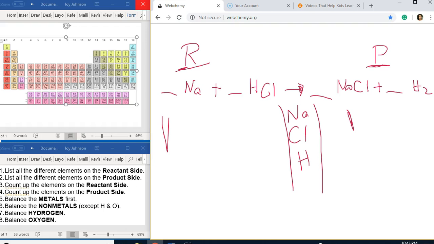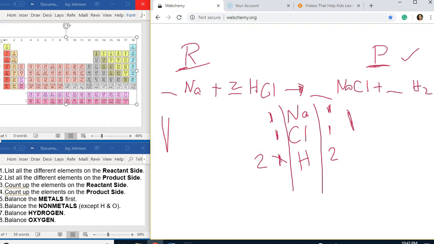Now I'm going to start counting. Step number 3, count up the elements on the reactant side. We have 1 Na, 1 Cl, and 1 hydrogen. On the product side right here, we also have 1 Na, 1 Cl, and 2 hydrogen. So Na is balanced, chlorine is balanced, but our hydrogen is not balanced. What we need to do is put 2 right here. So 2 times 1 is 2, and now the hydrogen on the reactant side would be 2.